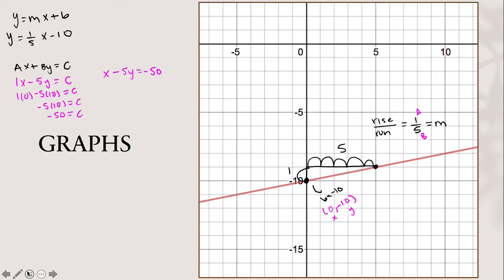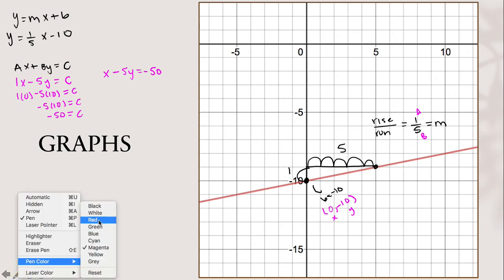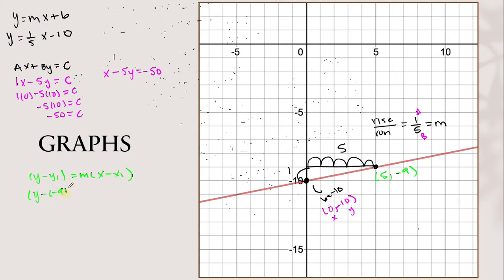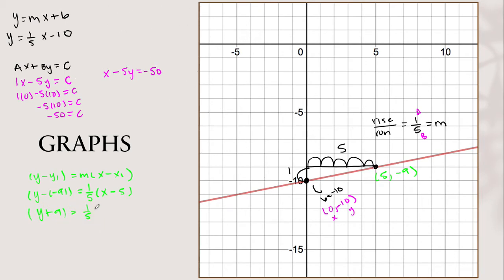And what if I wanted it in point-slope form? That one doesn't require work, right? Find a point on my line. This point right here is at (5, -9). And my point-slope form is y minus y1 equals m times x minus x1. The slope is 1/5. And the y value is -9. So if I was to plug in a -9, what's going to happen to this minus negative? Make it positive. And when I plug in a 5 for x1, that'll be x minus 5. So it'll be y plus 9 equals 1/5 times x minus 5.